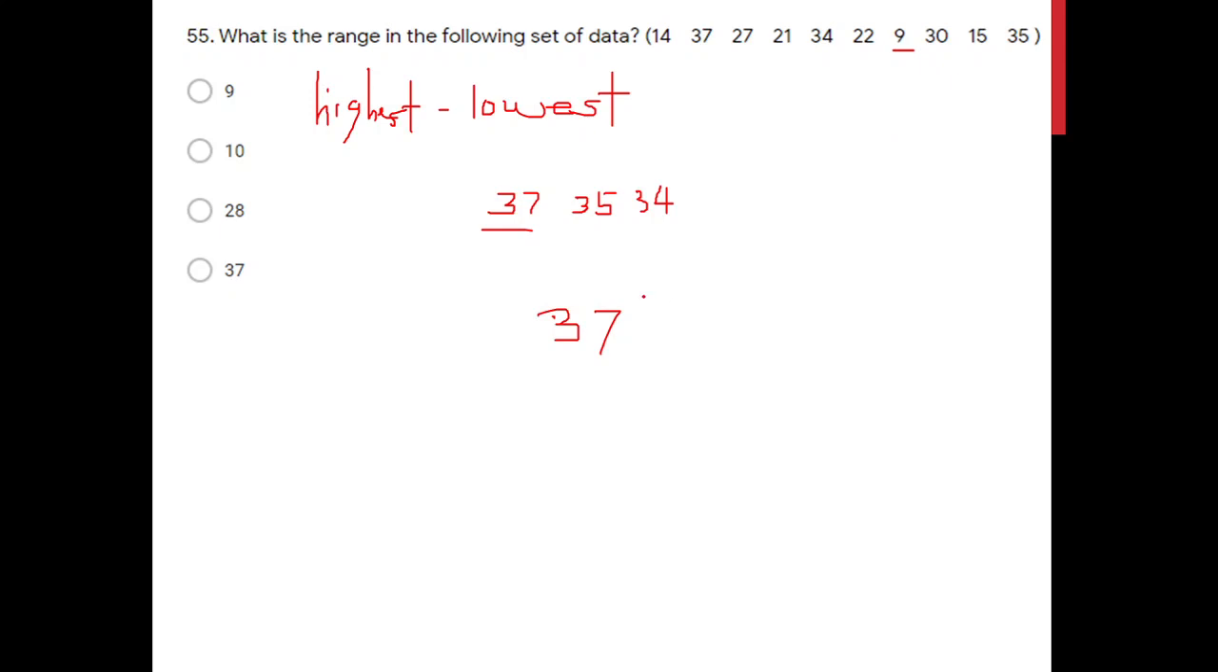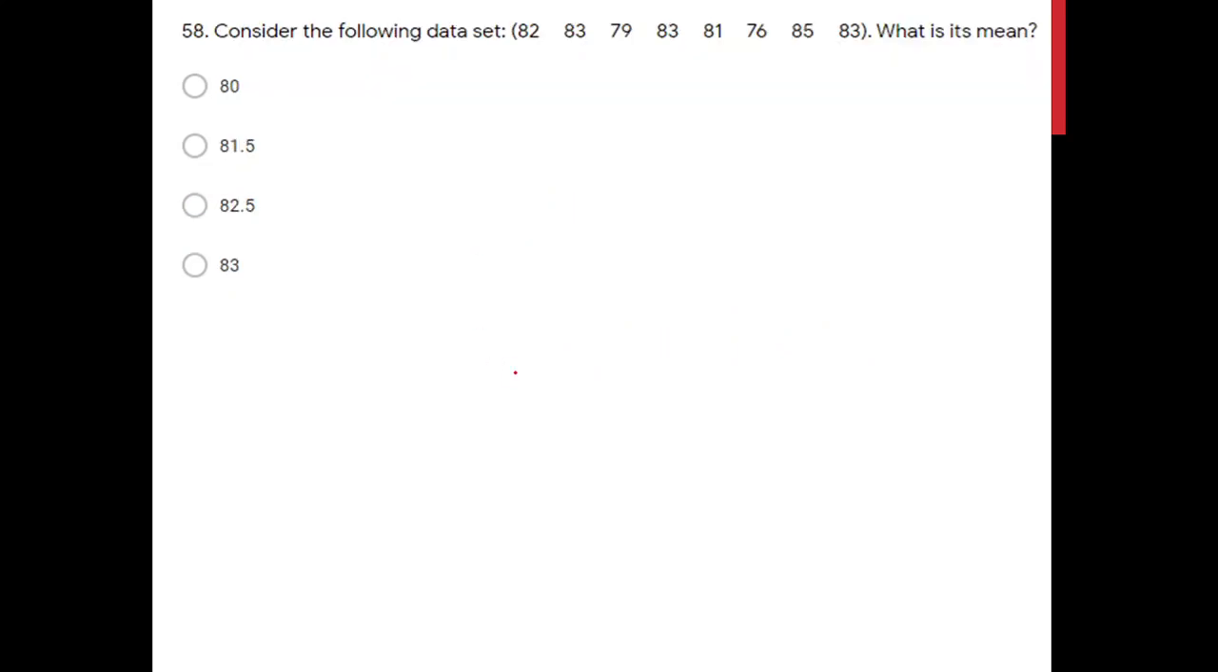So 37 minus 9, that would be equal to 28. So the answer here would be 28. Again, the range is simply the highest minus the lowest data. The highest is 37, the lowest is 9, so 37 minus 9, that will be your range. Next, consider the following data.